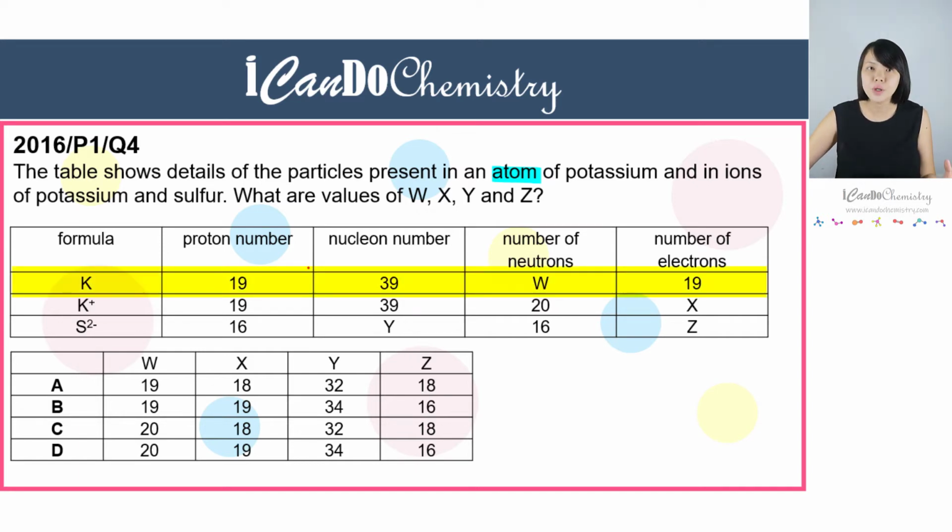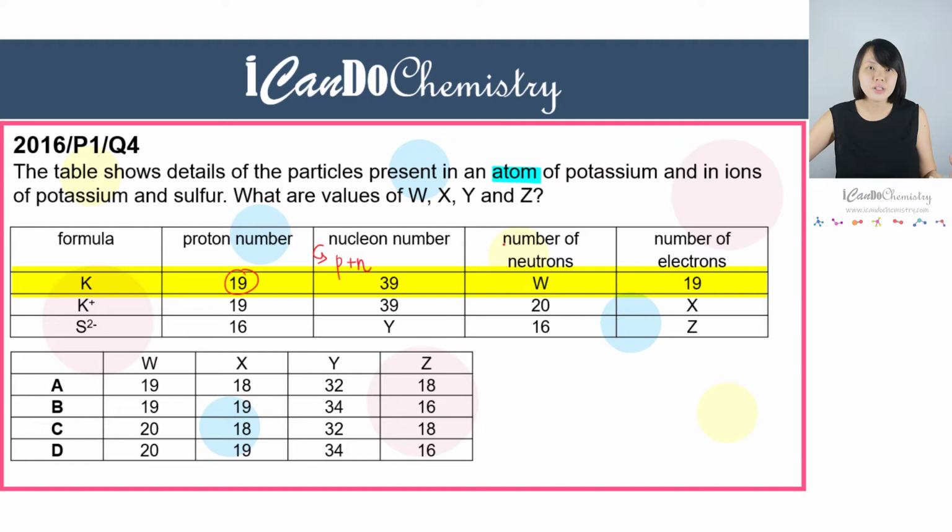Now over here in the table, we are given the proton number, which means the number of protons in the atom. So there are 19 protons, and the nuclear number is 39. Now what is nuclear number? Nuclear number is the mass number, and it is the number of protons plus the number of neutrons. So the number of neutrons will be the mass number or the nuclear number minus the number of protons.